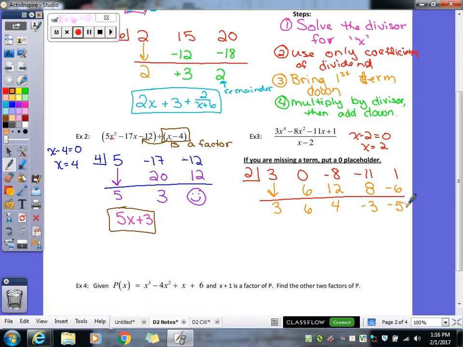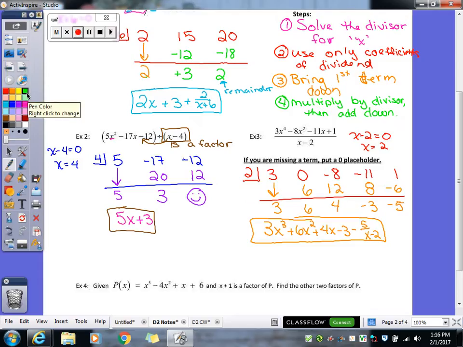So again, this started as x to the 4th. So for our answer, we drop it down 1. So it's going to be x cubed plus 6x squared plus 4x minus 3 minus 5 over x minus 2. See, didn't I tell you synthetic division? Awesome. Love it.